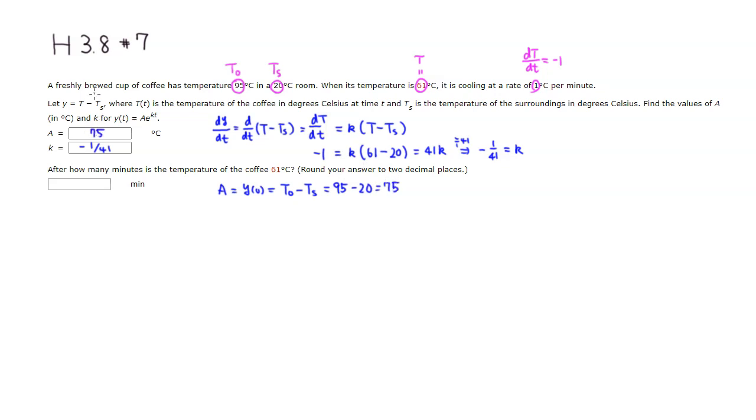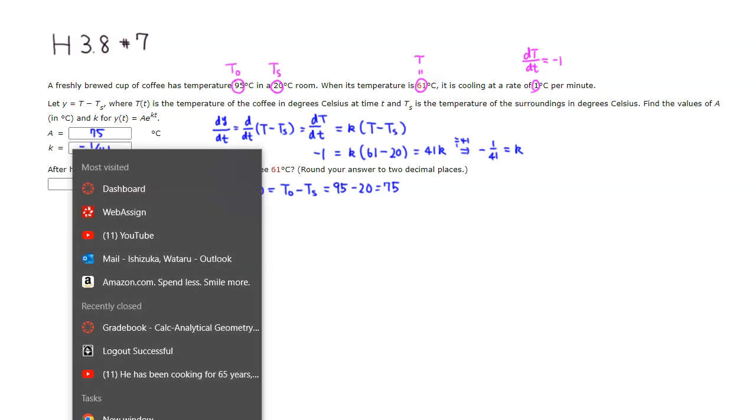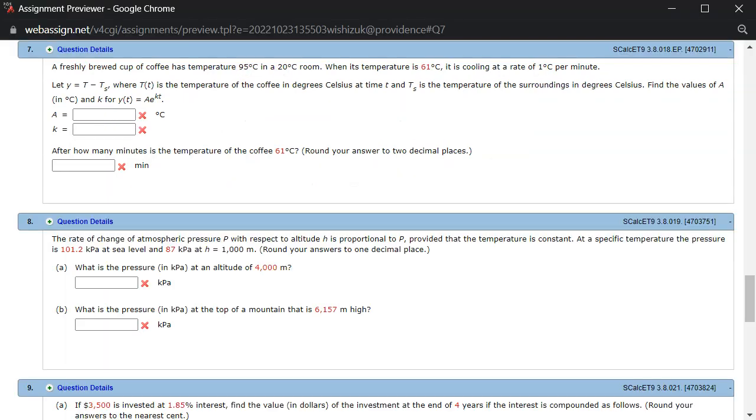All right, so let's type it in. We have 75 for A, and the K value is -1 over 41. Let's check the answer. All right, I came back and it looks like we got the first two parts correctly. So, last part: after how many minutes is the temperature of the coffee 61 degrees Celsius?